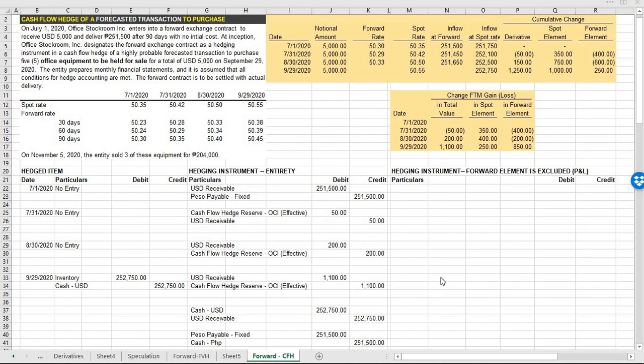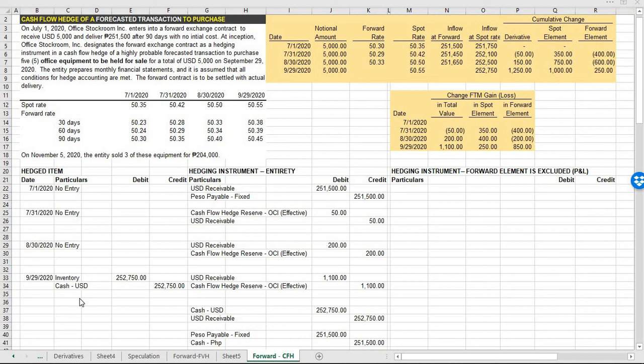If ang ating forward contract, the derivative instrument, will be designated as a hedging instrument but yung forward element is excluded. So, kapag in-exclude natin siya, ibig sabihin, yung changes doon sa forward element, hindi natin siya i-record sa OCI. At anong OCI? Yun yung cash flow hedge reserve. So, saan natin ilalagay ang forward element? So, dito ang sabi ko, ilalagay natin siya or i-recognize sa profit or loss.